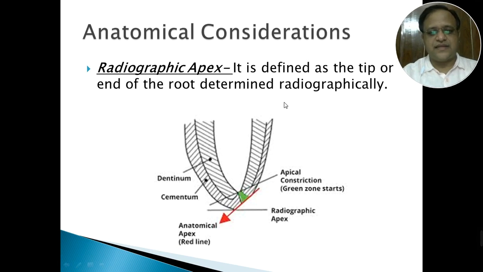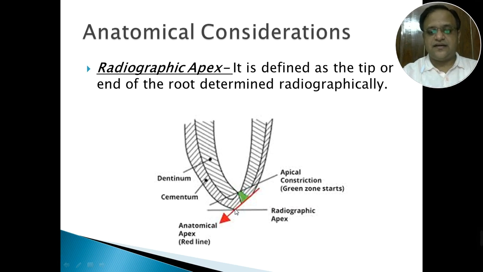Coming to radiographic apex, it is defined as the tip or end of the root determined radiographically. You should understand that anatomic apex and radiographic apex are two different terms. When you see this blue line here and you take a radiograph, you will see that the radiograph shows the last point of the tooth, or the last apex, or the area where the tooth terminates. It will be defined as the radiographic apex.